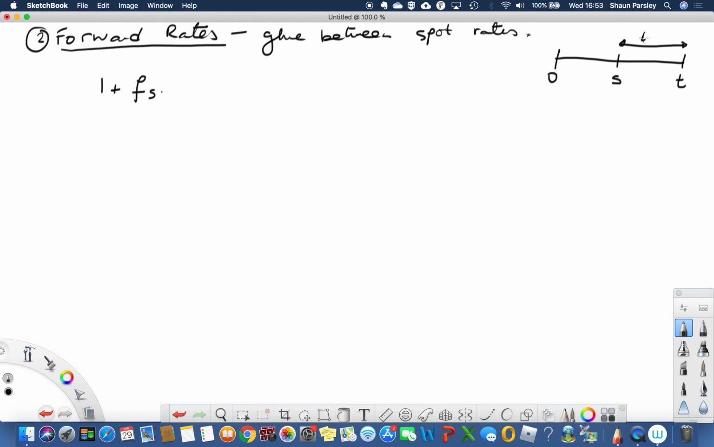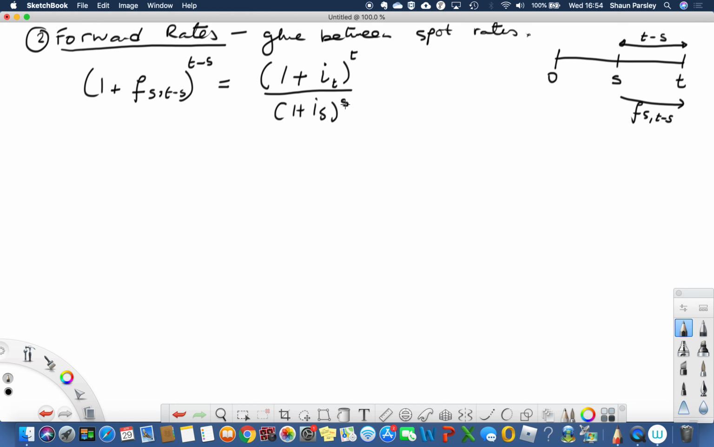So that time interval is t minus s. So the forward rate at time s for the period of time t minus s is equal to the spot rate, which I'm just going to call i, for the whole period t, to the power t, over 1 plus i_s to the power s.